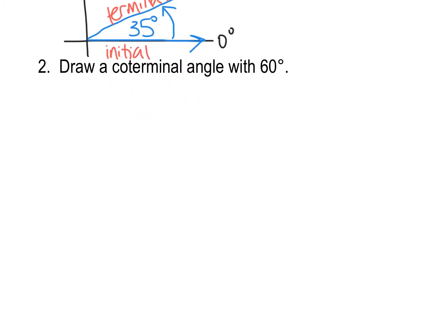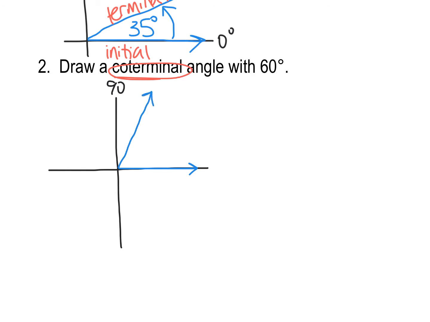Draw a coterminal angle with 60 degrees. Okay, that seems a little bit interesting. Coterminal is another vocabulary word. Okay, so I'm going to first draw 60 degrees. I'm going to extend my axis just a little bit. 60 degrees starts here. And let's see, if this is 90, then I need to go 2/3 of the way up. So here. That's my 60-degree angle. So again, my initial side always on 0, the positive x-axis. Terminal side, 60 degrees, stops short of 90.